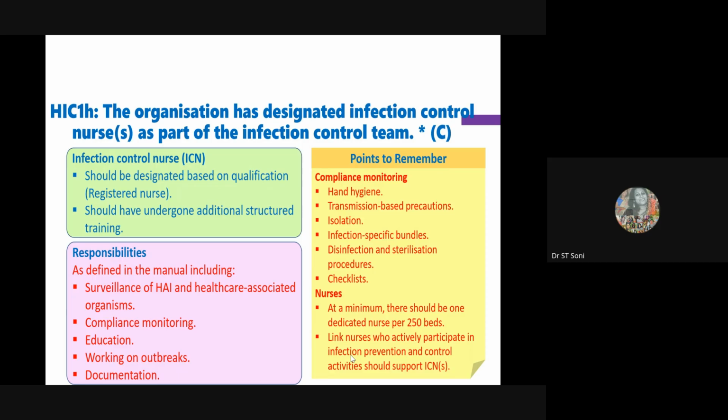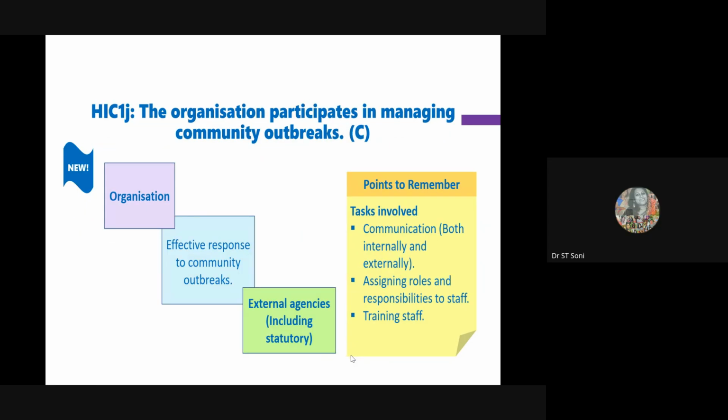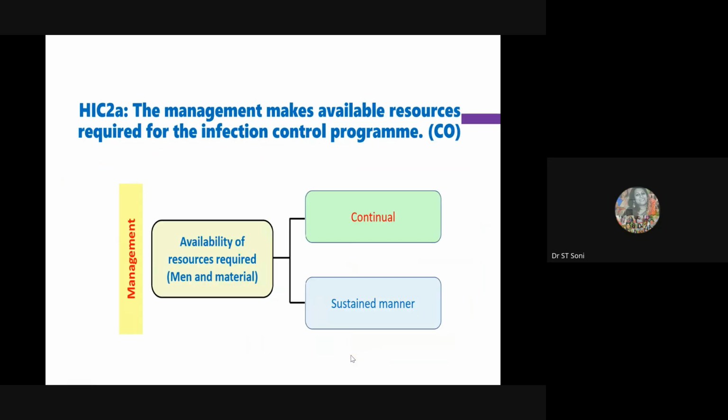If your hospital setting is large, what we have done in our setting is, we have 14 infection control nurses, but because we have around 60 wards, we have designated active nursing staff as link nurses who coordinate with the infection control nurses. This program also talks about managing outbreaks. And to run an infection prevention and control program, the management should support it in terms of men and material.